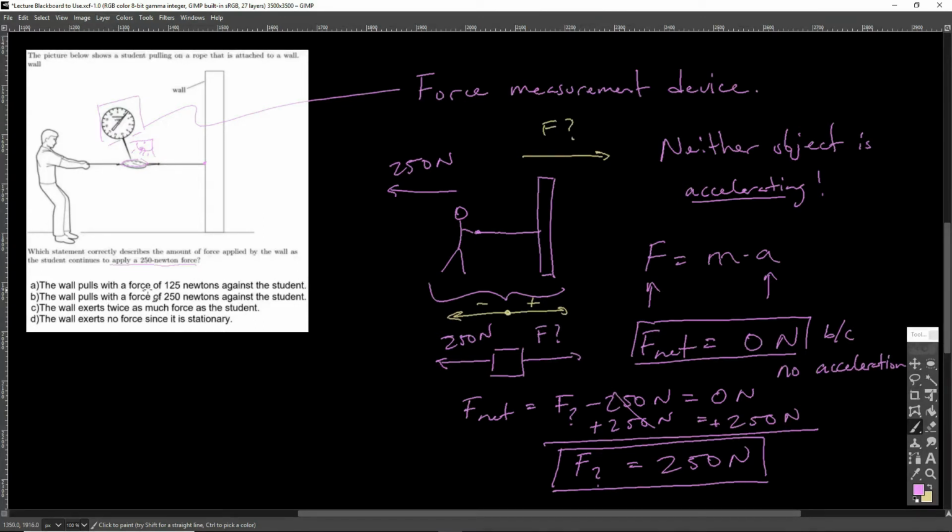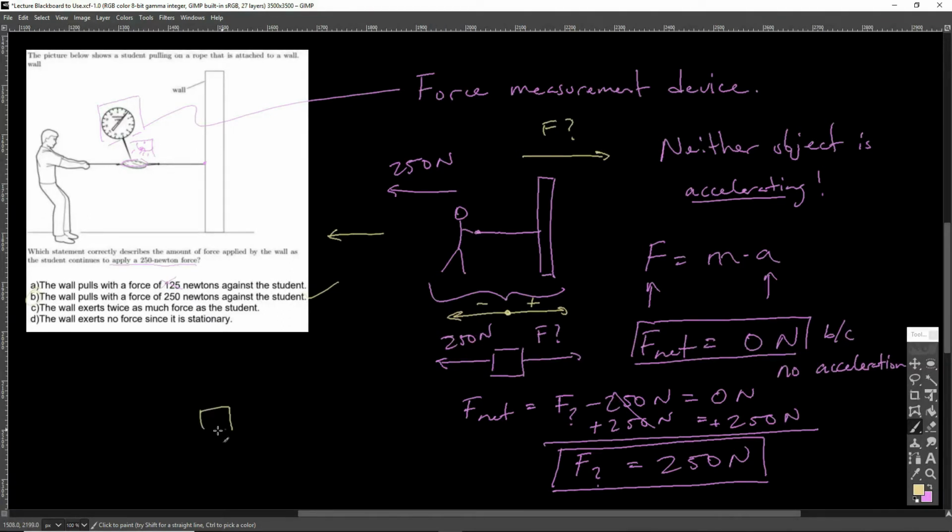The first one says the wall pulls with a force of 125. That can't be right. If the wall did pull back with 125, both the boy, the guy, and the wall would accelerate in this direction because there would be a net force on that system. The wall pulls with a force of 250 newtons against the student. That sounds right. That sounds like a check mark. Let's look at the rest of the answers. The wall exerts twice as much force as the student.